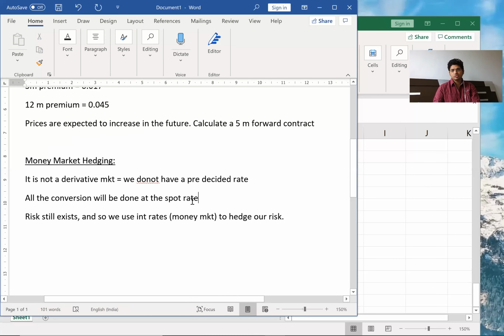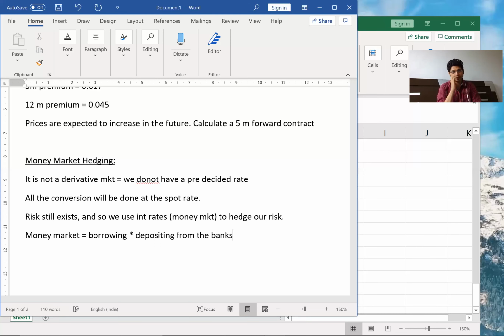So all conversions will be done at the spot rate, and since it is the spot rate, there will still be risk. To net off this risk, to nullify this risk, we are going to use the interest rates, that is the money market. And money market means borrowing and depositing from the banks. That is the concept of money market.